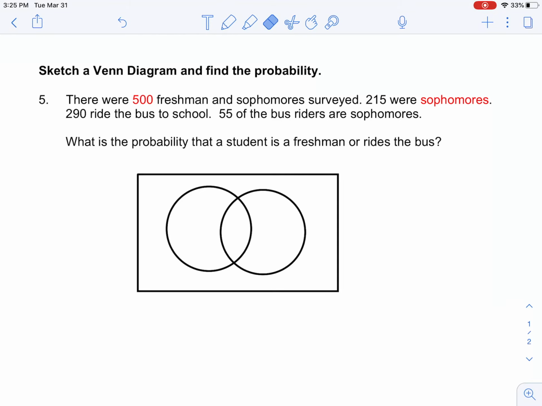For the rest of Lesson 11.4, Day 3, we will continue practicing sketching Venn diagrams and finding probabilities. Please feel free to stop the video at any point to give a problem a try on your own, and then resume it when you're ready to check your answer.